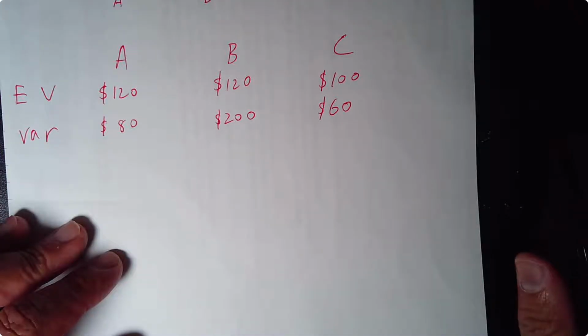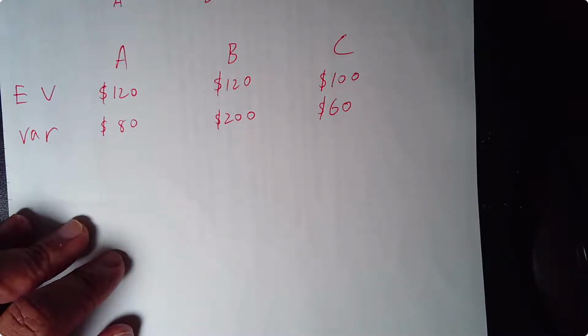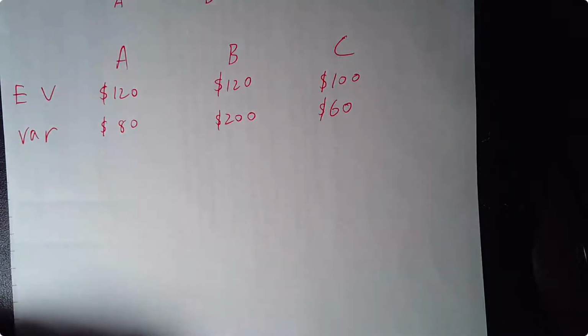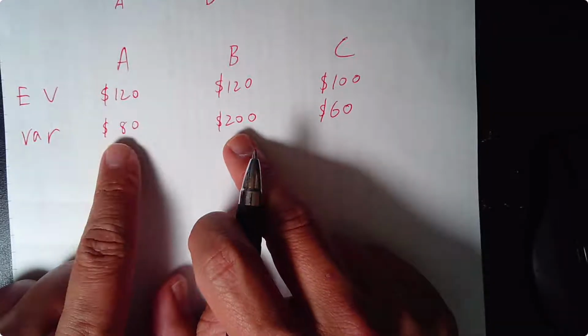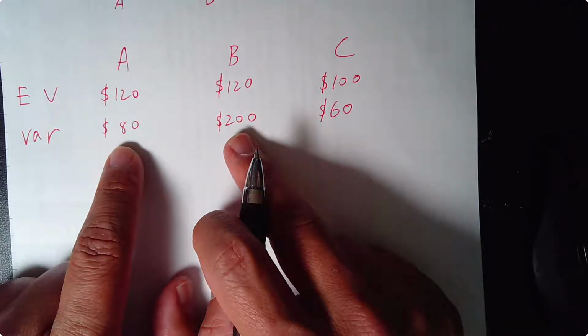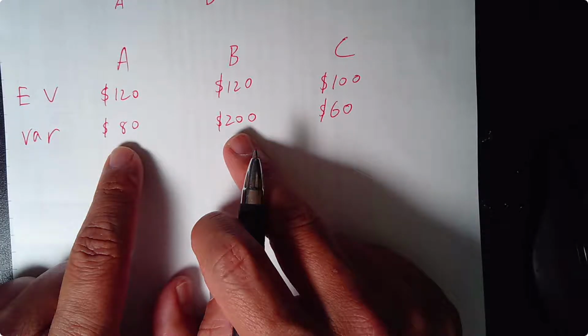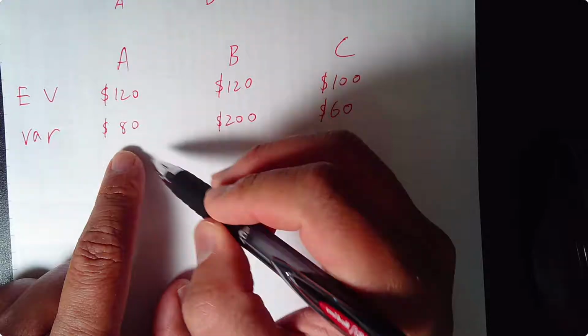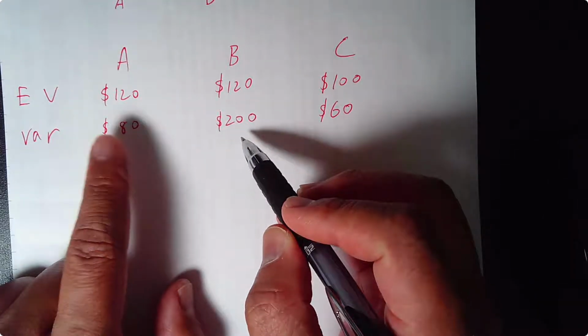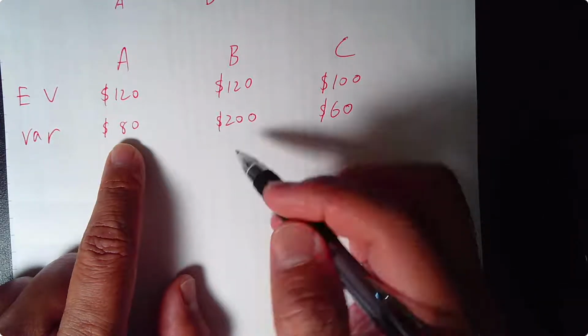So when you make a decision, the first thing you look at is expected value, right? Now, between A and B, you would choose A because there is no reason to take more risk than you have to. You're going to get the same expected return on both of these, but with A, you get much less variance, so much less volatility. So we can make that decision pretty easily.